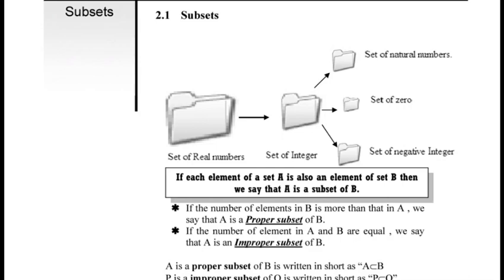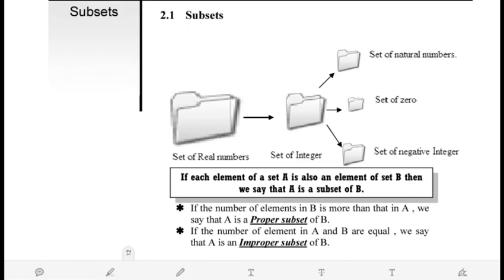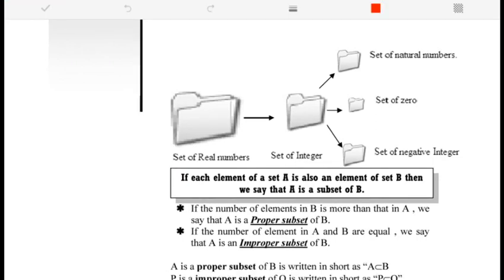Considering that you have a folder and the name of the folder is set of real numbers. Okay, set of real numbers. So let's label this folder as set R. Okay, so meaning that's a set of real numbers. Now, inside that folder, we have set of integers. So this folder, let's label it as set I. Okay, that is set of integers. And then another folder inside your set I is set of natural numbers as your N, and set of 0 as I power of 0, and set of negative integers as I power of negative.